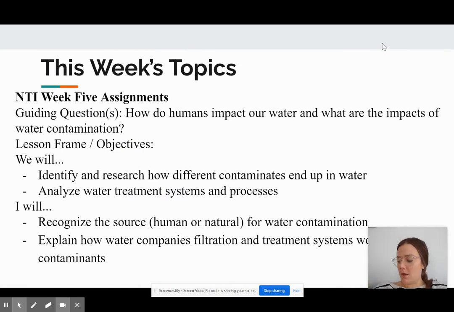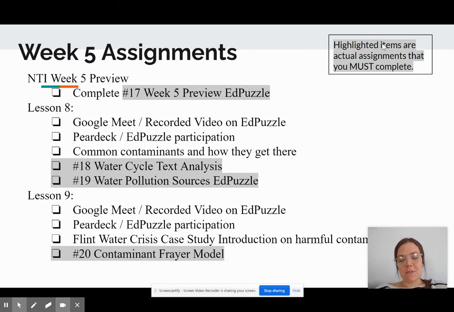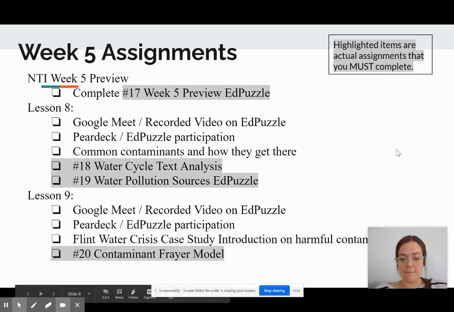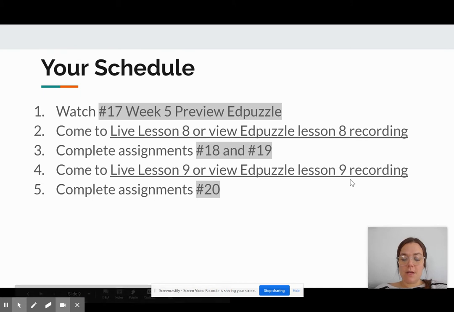So this week we are talking about, again, water's impact on us and our impact on water, specifically thinking about how contamination is an issue and topic that we should focus on. The assignments for this week changed ever so slightly. We got rid of the number 21 check for understanding quiz because it was extra. We didn't need it. So we just have this contaminant failure model, which I will talk about at the end of this lesson.